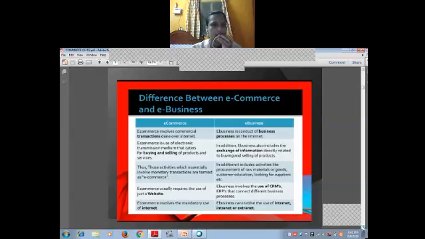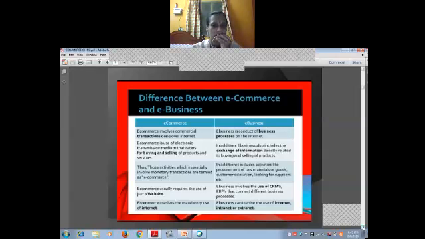Yes, those activities which essentially involve monetary transactions are termed as e-commerce. So money transaction is very important, very essential in business. But in addition, e-business includes activities like procurement of raw materials or goods, customer education, looking for suppliers, etc. So e-business in the sense, you have to give more importance to procurement of goods. Then raw materials you need. And then customer, you have to educate the customer. And then looking for suppliers. So wherever the supply chain is there, everything you have to look.